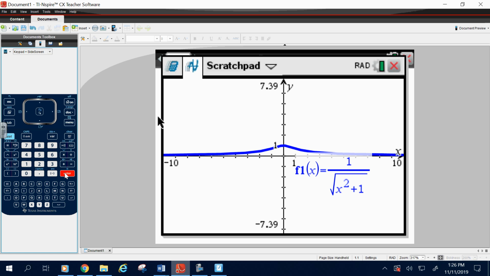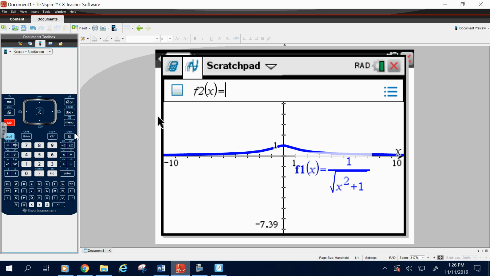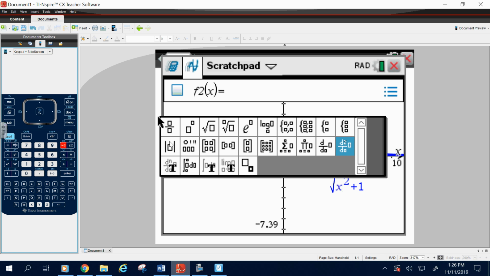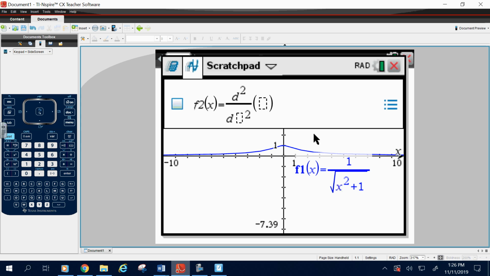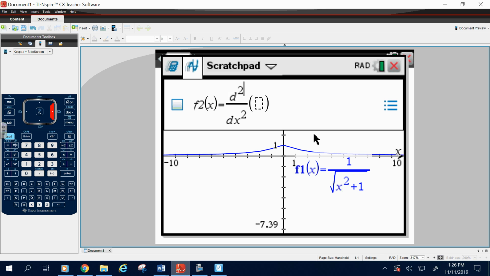You gotta be careful here. Sometimes these calculators will get locked into battle with this and get in a loop. So you say let f2 equal the second derivative with respect to x of f1. Is that correct, mon ami?